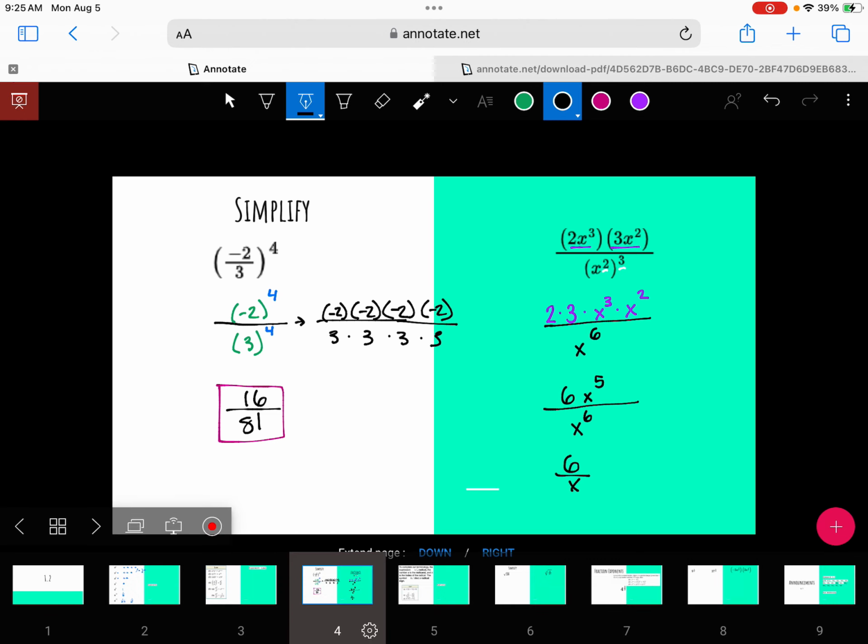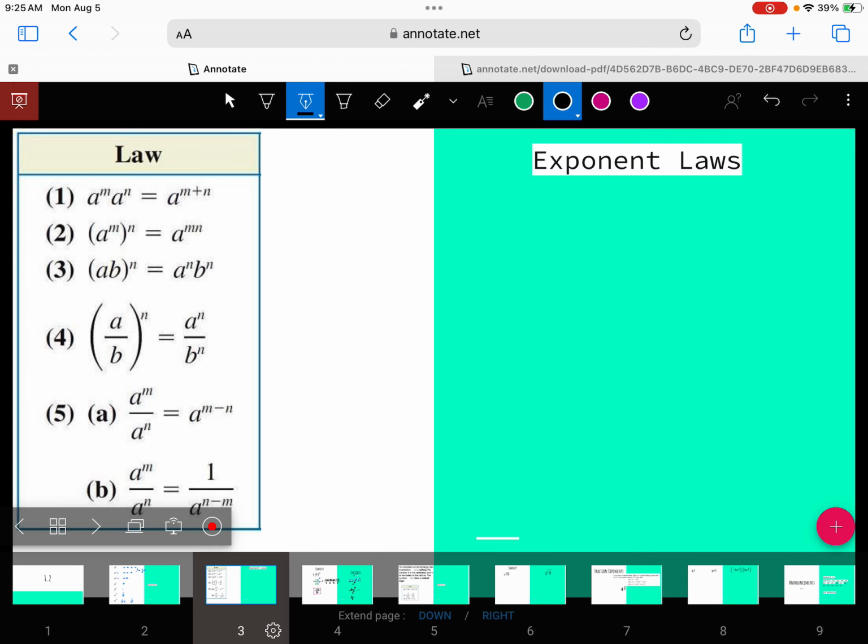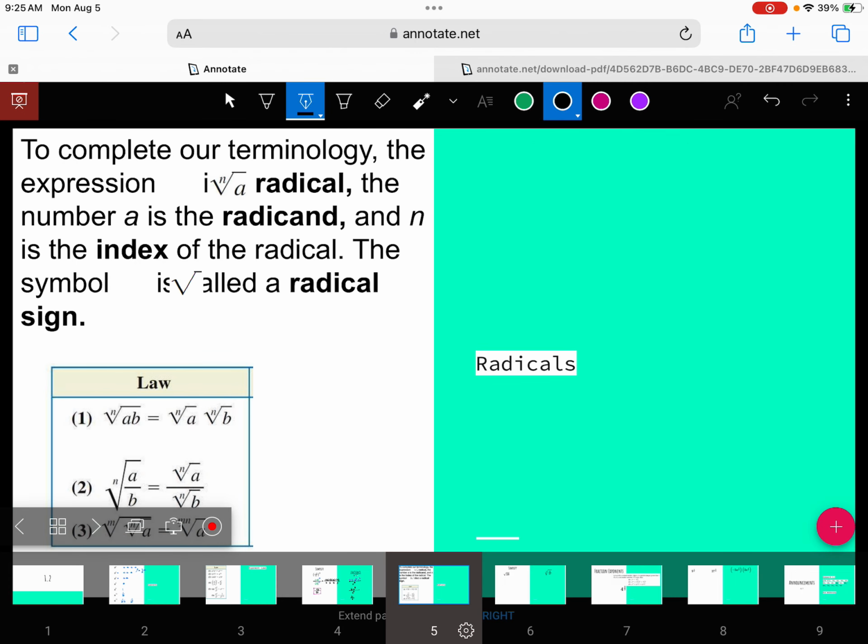Okay, so we reviewed our exponent laws, all these guys. We're going to go through some radicals. We've got some vocab words up here. We've got our radical, our radicand, which is the guy under the radical, and our index. And the little check mark thing is called the radical sign.